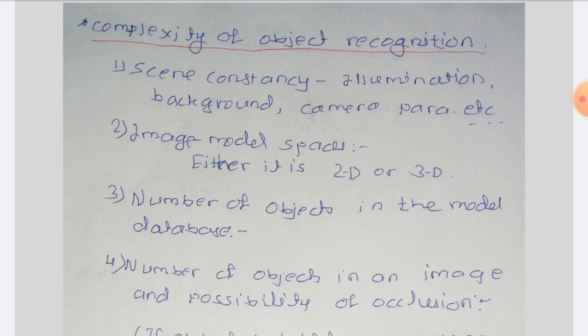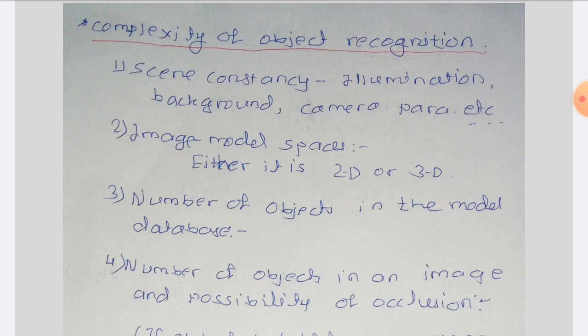So it is very easy if we are interested in finding one object, and if only one or two objects are present in the image, it is very easy to find that particular object. But if a large number of objects are present in the image, then the task is difficult. So the complexity increases as the number of objects increases.